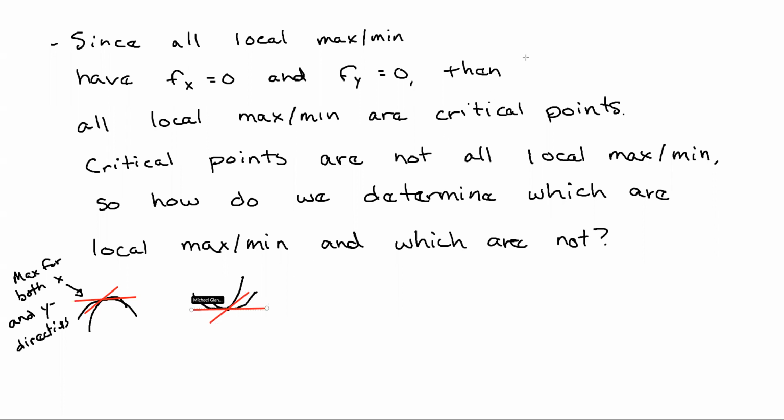But those aren't the only possibilities. You could have a max in the x direction, and you could have a min in the y direction. It's going to be a little hard to visualize this, but this is supposed to be the x direction. That's why I'm drawing it where the bottoms are kind of parallel to the x-axis. And then in the y direction, you could have a minimum. Okay, so you could have this case where it's a max in the x and a min in the y.